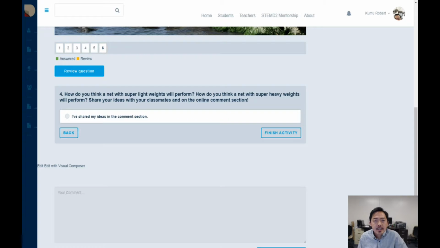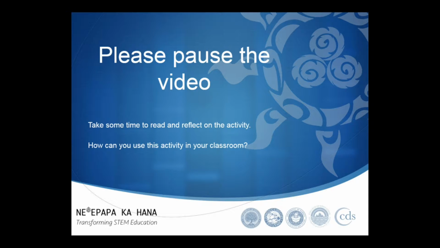Considering extreme conditions, such as a net with super light weights or a net with super heavy weights, is a technique that we often use in math and science. Whenever we find a new understanding of nature or mathematics, what we often do is we consider the extreme conditions, and then we ask ourselves, does our understanding still hold? More often than not, we find that the misunderstandings that we have about the world, which we take for granted, become super obvious when we consider the extreme cases. And we, as lifelong students, can learn a ton from these experiences. That's it for this activity. Please pause the video and take some time to review and reflect on it.